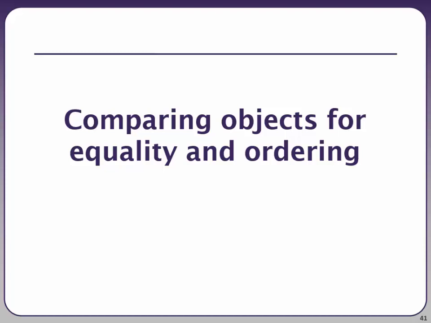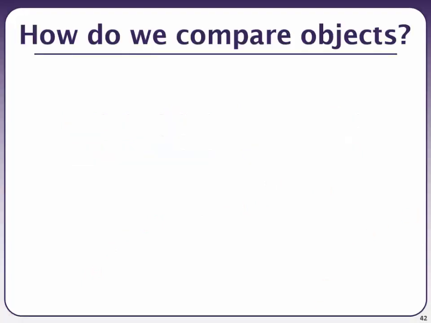So that's going to entail comparison for equality, is an object equal to another, and comparison for ordering, which of those two objects should come first if I had, for example, to use one of the Java library algorithms to sort a bunch of objects in an array, for example. So let's take a look now at the comparison of objects in general.